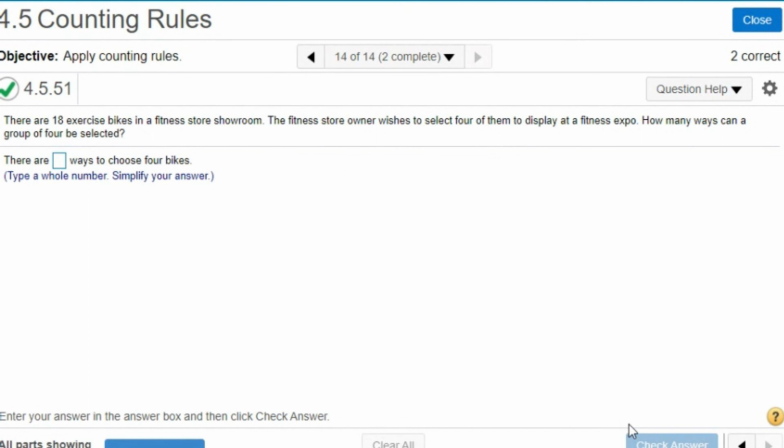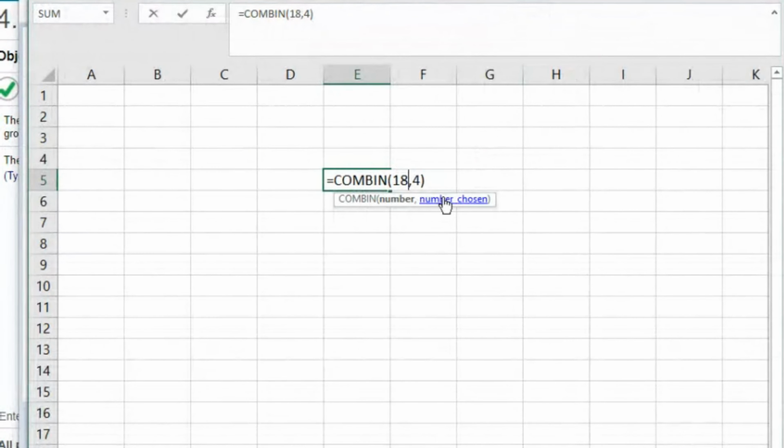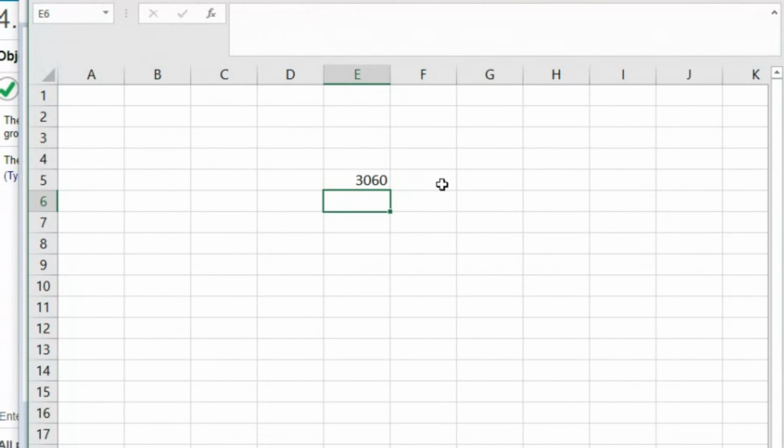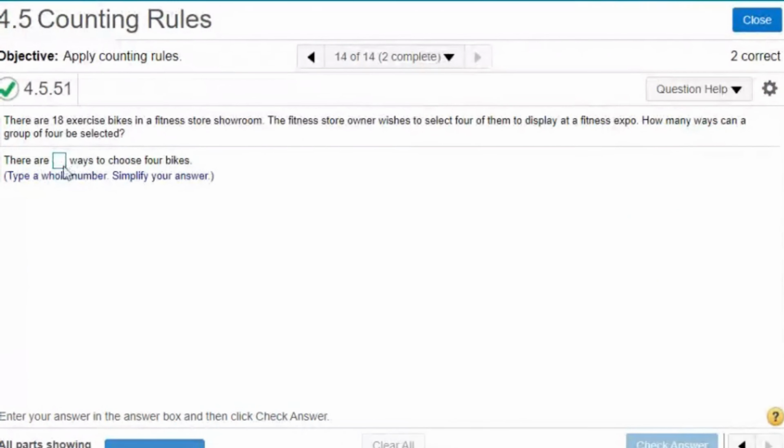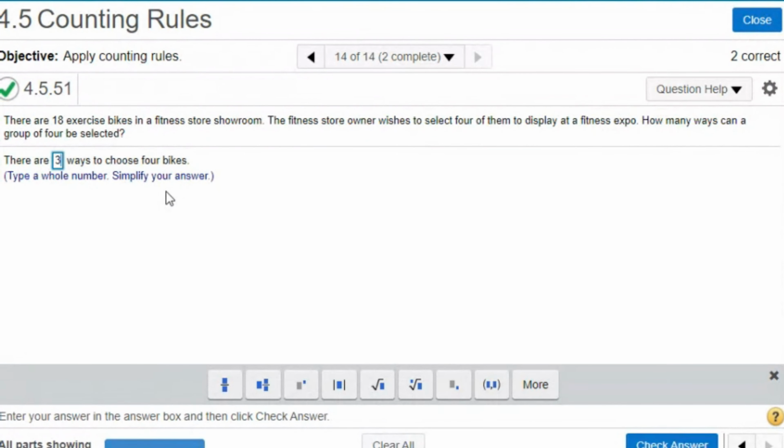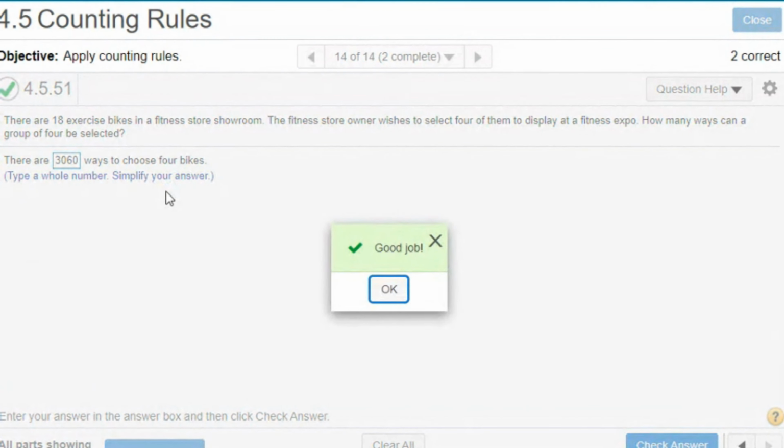We can use the COMBIN function in Excel, that is equal to, then C-O-M-B-I-N, open parentheses, the number, comma, the number chosen, close parentheses, right? So that would be 18, comma 4, and that is 3060. So there are 3060 ways to choose 4 bikes out of 18. And we got it right.